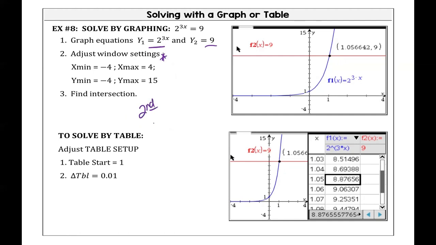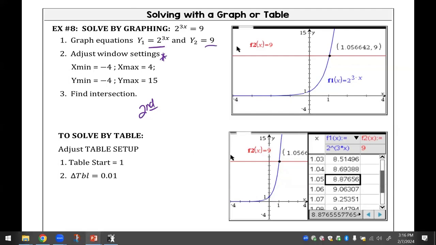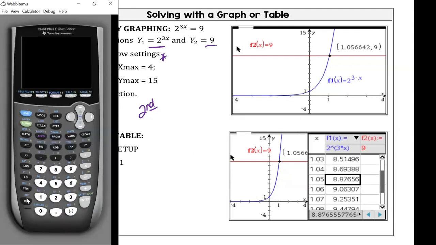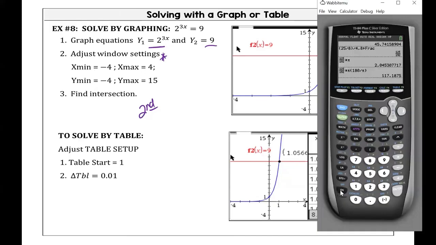So after you do that, then you're going to press second. What do we press? I just had a brain fart. Well, you know what? Let me just look at it. Second trace. I don't know why that was not coming to my brain. So you're going to press second, and then you're going to press trace, and then you're going to press intersect. So second, trace, intersect.